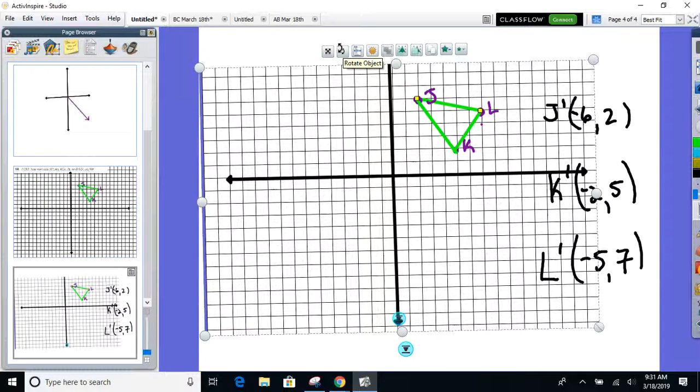Anything else? How comfortable do we feel about the rotations? You're going to do more for practice today, but what's up, stud? 40? Did I cut that one out?